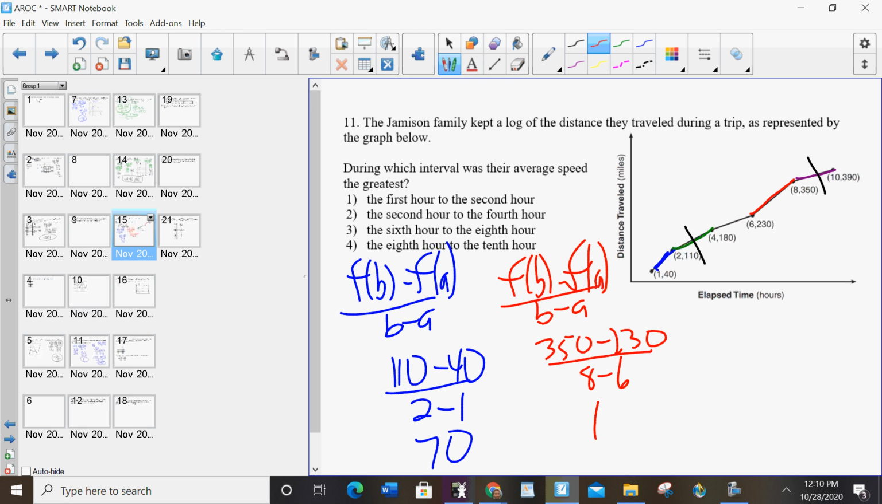Which one has the greatest average rate of change? The blue one, which was choice 1. So you can kind of tell that the steeper the slope, the greater the average rate of change. So we can definitely eliminate ones that definitely aren't. But if you're not sure, if you narrow it down to 2 or 3 of them, you then could, to be sure, find the average rate of change of each.